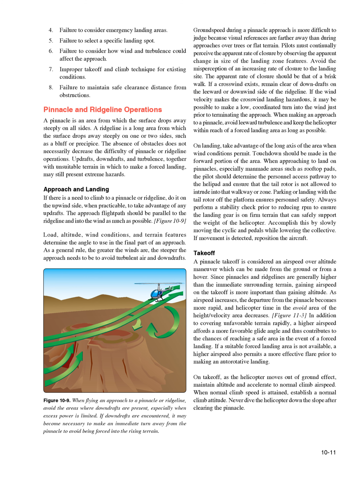If a suitable forced landing area is not available, a higher airspeed also permits a more effective flare prior to making an autorotative landing. On takeoff, as the helicopter moves out of ground effect, maintain altitude and accelerate to normal climb airspeed. When normal climb speed is attained, establish a normal climb attitude. Never dive the helicopter down the slope after clearing the pinnacle.